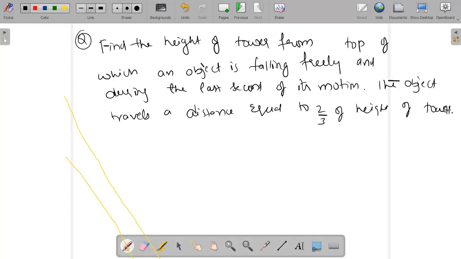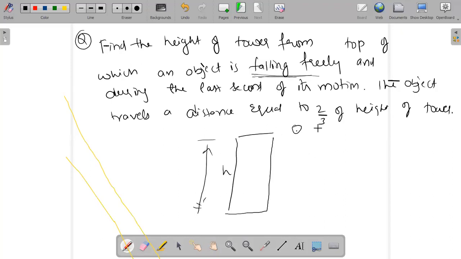First let us understand what the question is saying. Let us consider this is a tower, and let the building height be h. Now the object is falling; instead of an object, you can consider it a ball. The ball is falling from here. They say it is falling freely. When they say falling freely, you are not giving any velocity to it, so the initial velocity is 0.